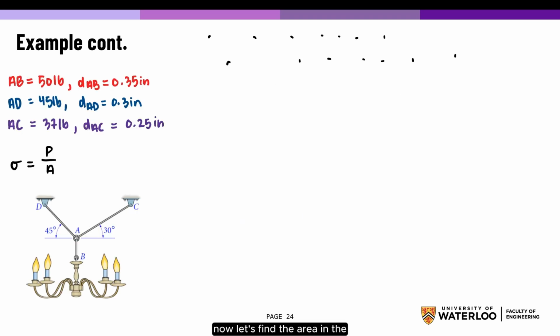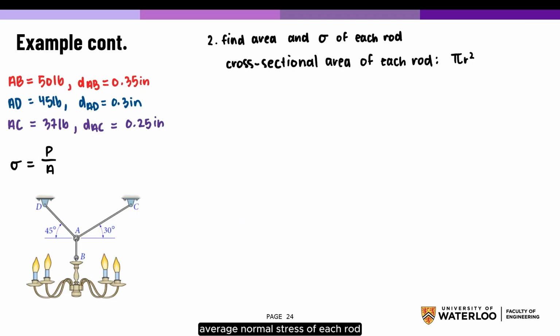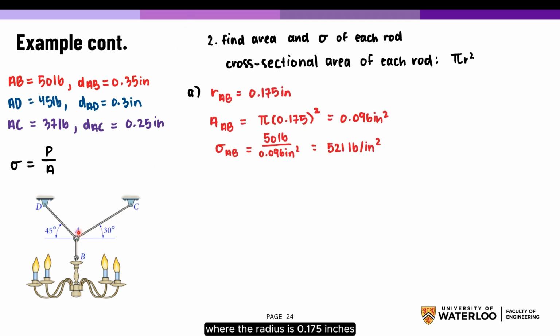Now let's find the area and the average normal stress of each rod. The cross-sectional area of each rod is going to be pi r squared. And since we are given the diameters, we will divide these by 2 to get the radii. Let's start with rod AB, where the radius is 0.175 inches, the area is 0.096 inches squared, and the average normal stress, using this formula, we get is 521 pounds per inch squared.